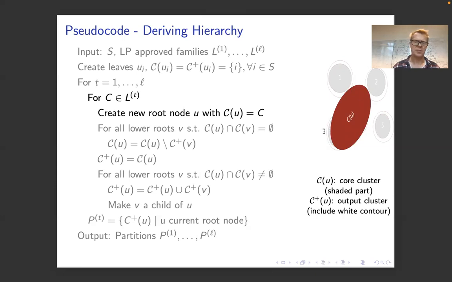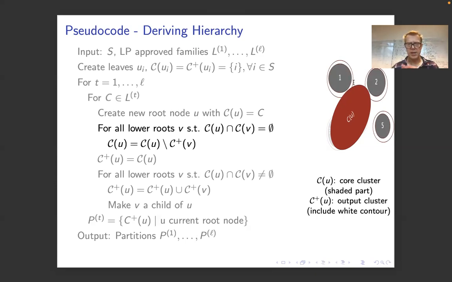So this is how we start. Then we look at all the lower roots. Because we're all the time building higher and higher in this tree, we're building the tree bottom up. We look at all the lower roots and we look at those where the core cluster does not intersect us. So that's 1, 2, and 3. In such cases, we cut out the output cluster of these roots. Okay, so these are taken away from CU.